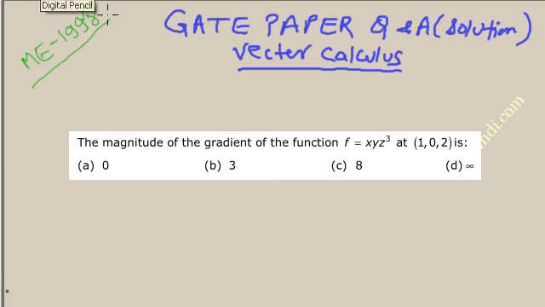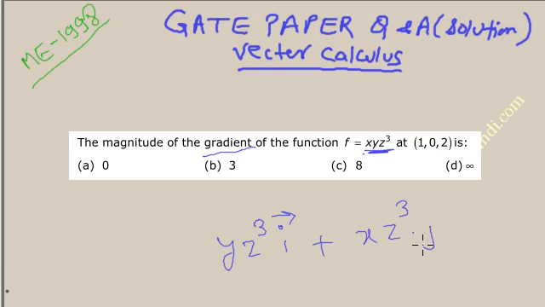This is another question. The magnitude of gradient of this function. So grad of f is, for i, you differentiate it with respect to x. What will you get? y z cube i, plus differentiate this with respect to y, you will get x z cube j, plus differentiate it with respect to z, you will get 3x y z square k.